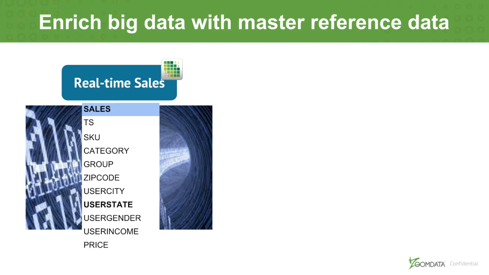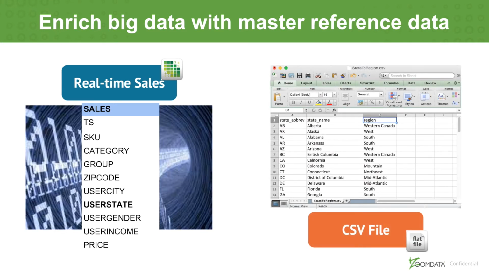But suppose I'd like to group my customers according to some roll-up of states into larger geographic regions that doesn't exist in the stream. Fortunately, I have a spreadsheet file that I created by hand that does that roll-up. So now I want to use this simple static data from a CSV file to enrich my real-time event stream.